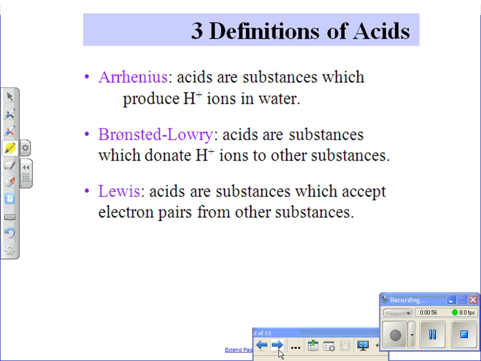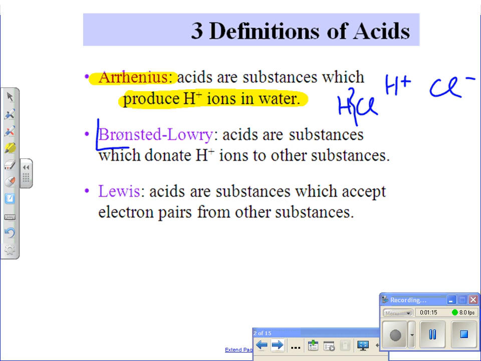An Arrhenius acid, we say, is anything that breaks off and produces H+ ions in solution. That's the simplest definition of an Arrhenius acid. So like HCl, right here, the H is going to break off and you're going to get H+ and Cl-. That's the simplest definition of an acid.